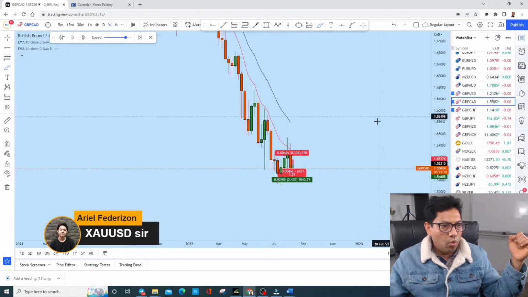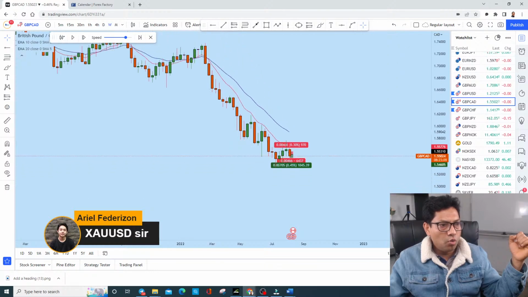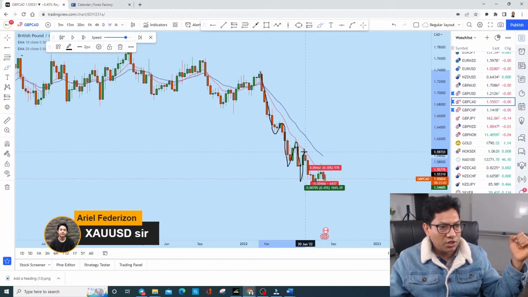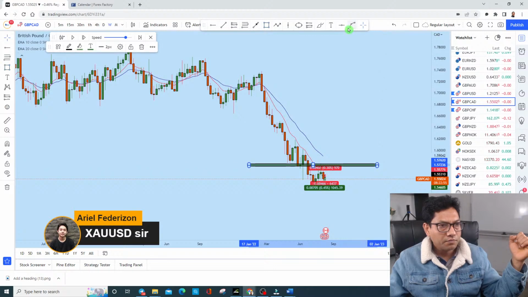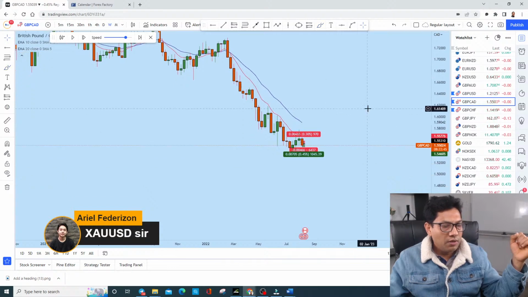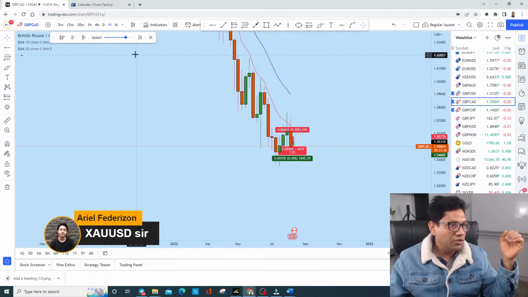Now if you look at the weekly time frame, you see that the price was moving in this weekly market. It's a falling market: drop, correction, drop, correction, drop, correction, drop, correction. In this drop and correction, we see that the price tested this previous support here as a resistance, and we see that the price started to drop. So this is a long falling market on the GBPCAD.